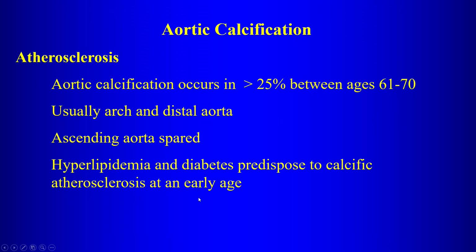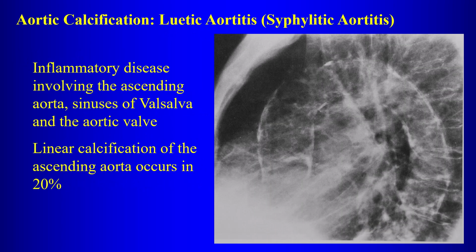Calcification of the aorta itself is commonly associated with atherosclerosis, usually the arch and distal aorta. The ascending aorta is usually spared. We can see calcification in younger patients associated with hyperlipidemia and diabetes. We might get extensive calcification of the thoracic aorta with syphilitic aortitis. That's an inflammatory disease affecting the ascending aorta.